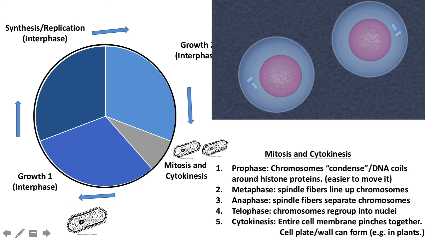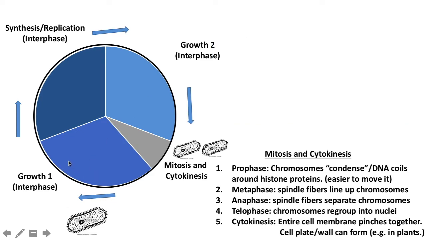At this point, the cycle begins anew. Each new cell repeats the process, growing, replicating its DNA, and then dividing again.